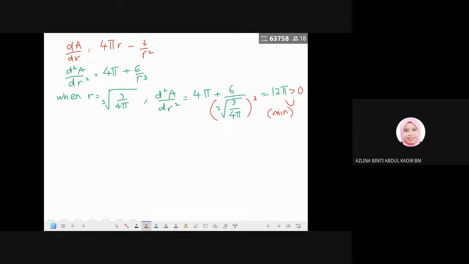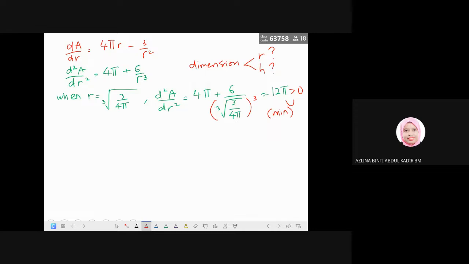Cuba baca balik soalan tu. Determine the dimensions of the can that will minimize. Okay, minimize. Maksudnya nak minimum lah kan. So maksudnya betul lah value of R dia tu adalah cube roots of 3 over 4 pi. Bila minimize. Kan? Jadi, bila dah ada value of R, maksud dimension kat sini. Dimension, dia nak R tu berapa, dia nak H tu berapa. Variable kita ada dua kan, R dengan H. So R dah dapat tadi. So kita nak cari H lah pula.